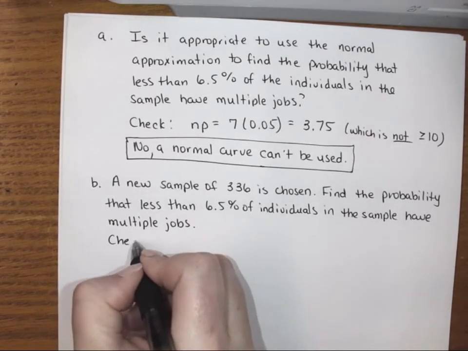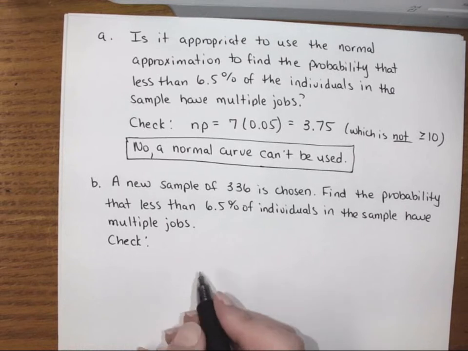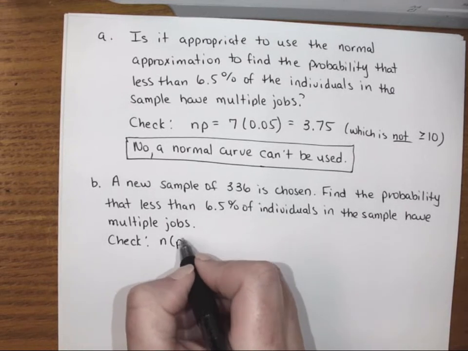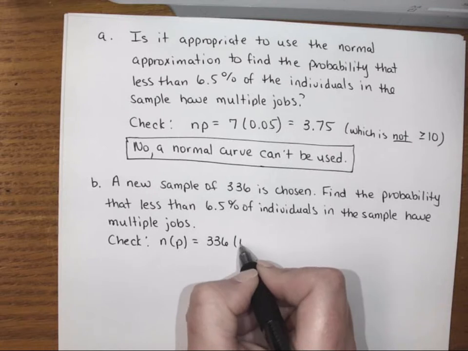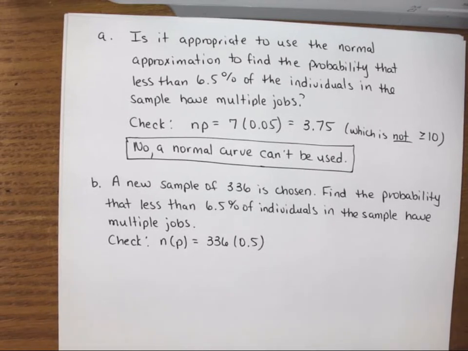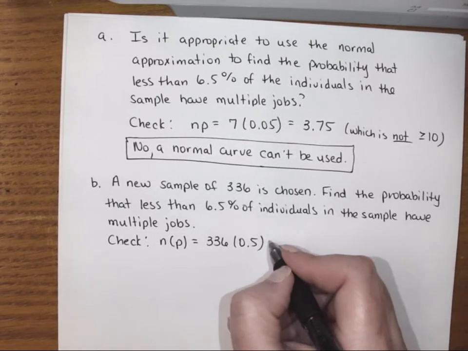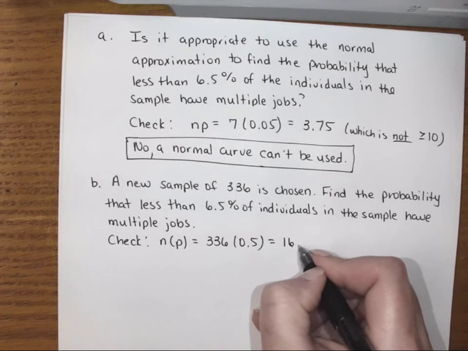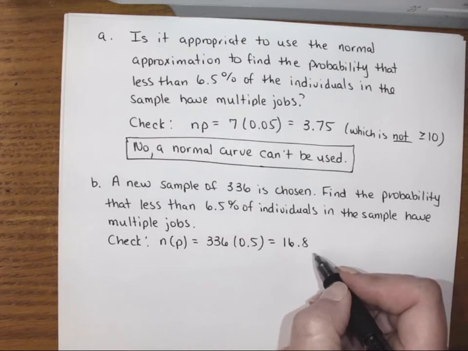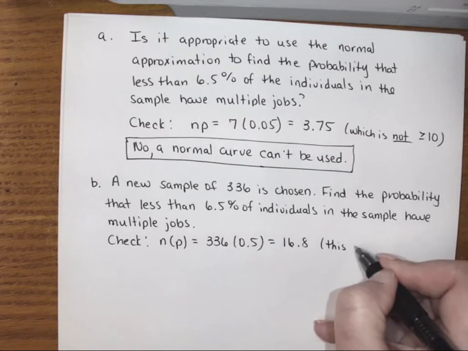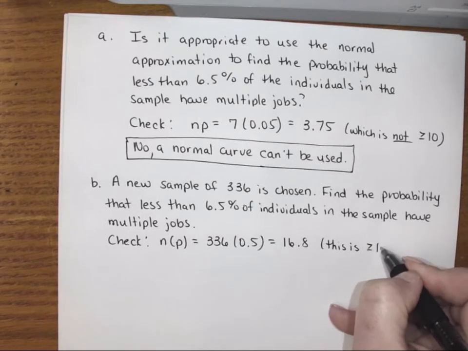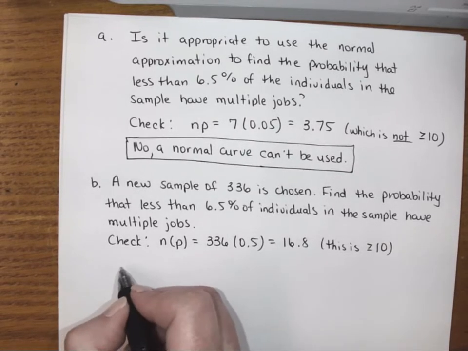So before we even begin, we're going to check. We're going to check n times p, which in this case we'll do 336 times 0.05, and we'll get 16.8. Notice this is greater than or equal to 10. But you also need to check the other one.